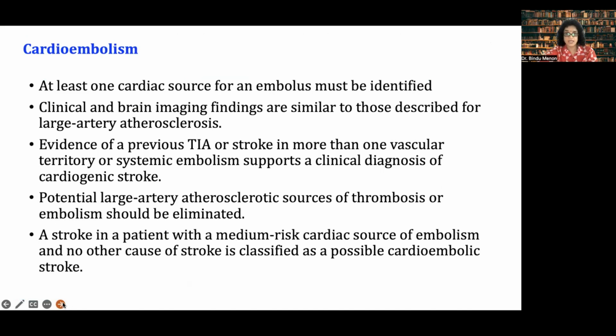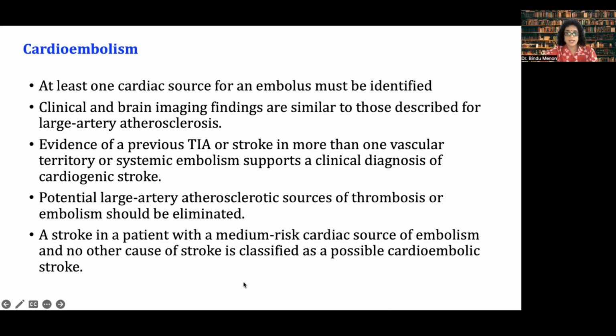Evidence of a previous TIA or stroke in more than one vascular territory or systemic embolism supports a clinical diagnosis. For large artery stenosis, the TIA is in a single arterial territory. It would be stereotyped TIAs. In cardioembolic, it would be non-stereotyped TIAs. So the patient could be having multiple symptoms. Sometimes he could be having a facial deviation, sometimes dysarthria, which could be there.